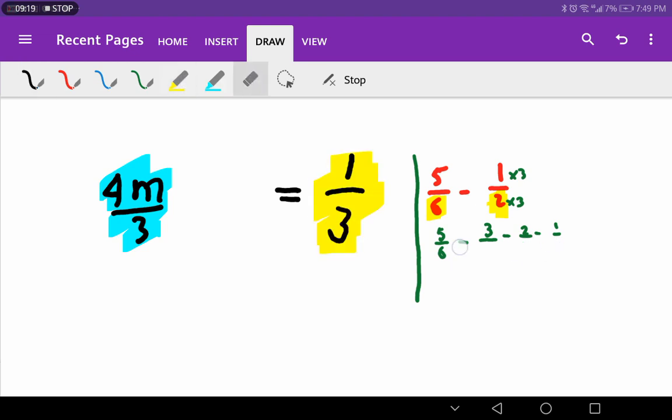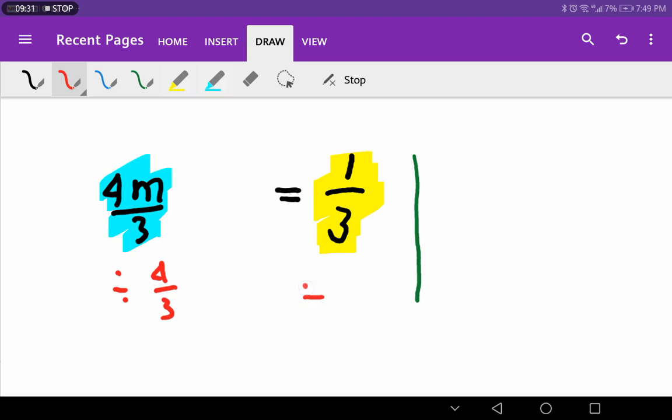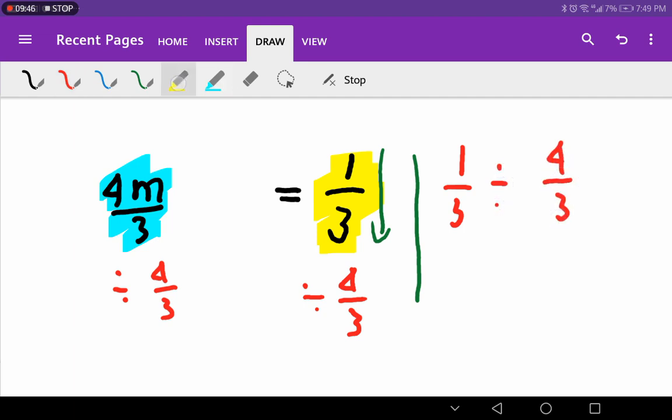Now what we have to do, my dear student? Yes, the last step, we divide by the coefficient whatever it is. Divide by 4 over 3, divide by 4 over 3. So from up to down, read from up to down: 1 over 3 divided by 4 over 3. So the division will be multiplication, bravo. And we keep this, we flip this.